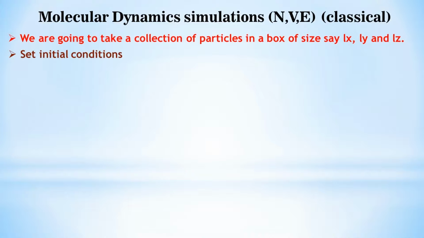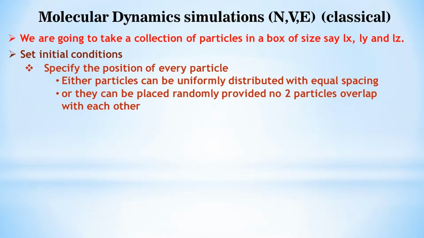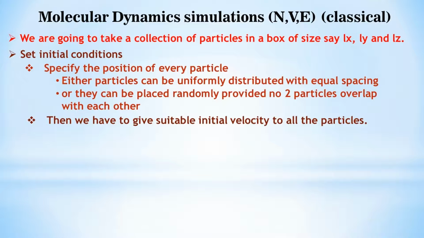First we have to set initial conditions. We have to specify the position of every particle. Now it can be done in two ways. Either particles can be uniformly distributed with equal spacing or they can be placed randomly provided no two particles overlap with each other. This second case in which we place particles randomly is difficult, so we will follow the first one, that is we are going to put particles uniformly. Then we have to give suitable initial velocity to all the particles.